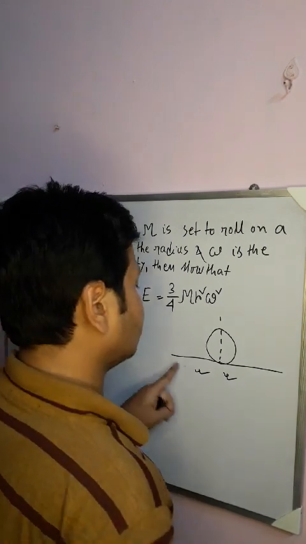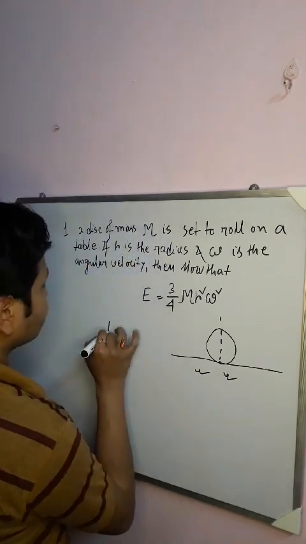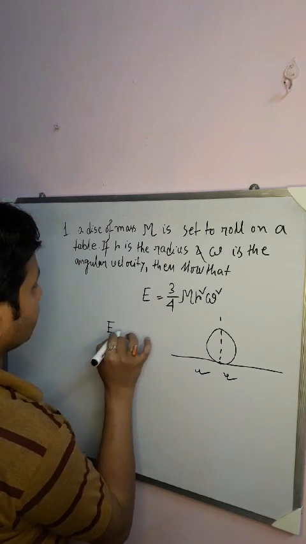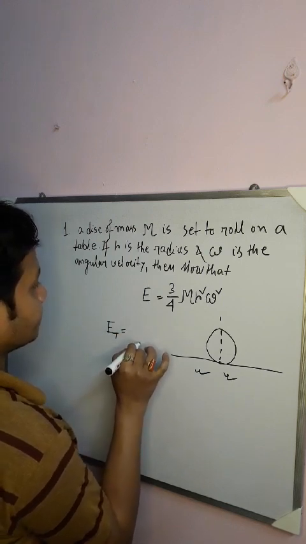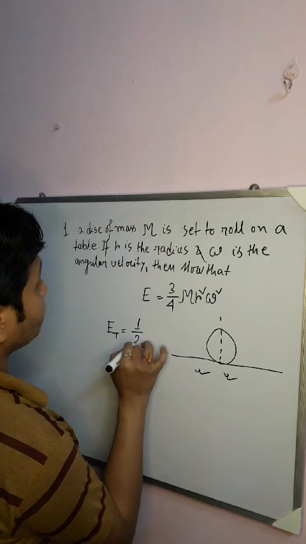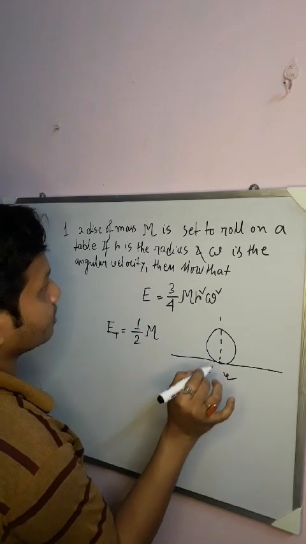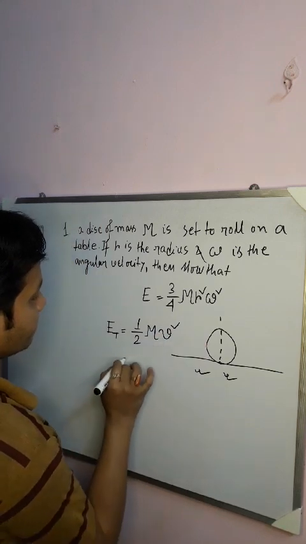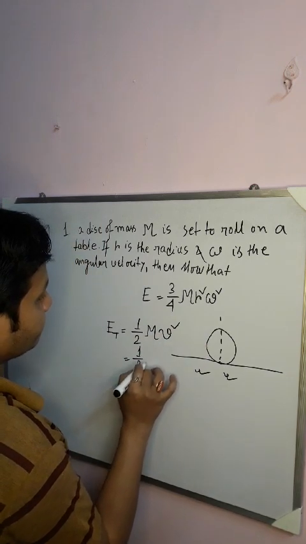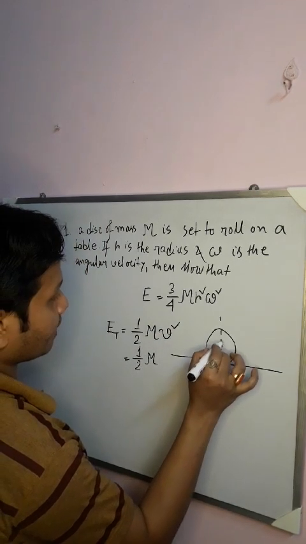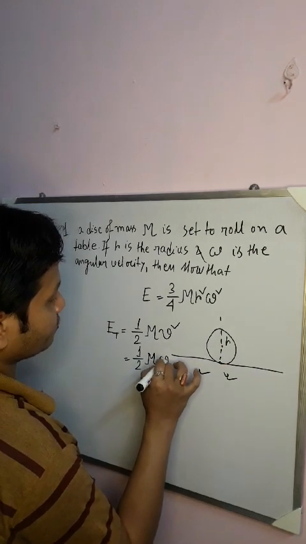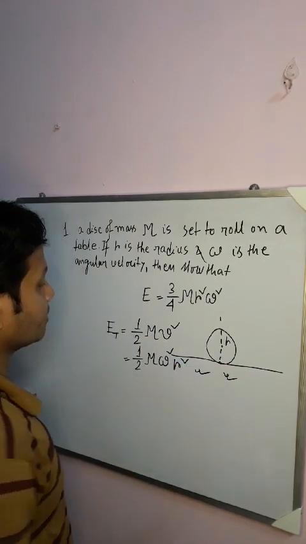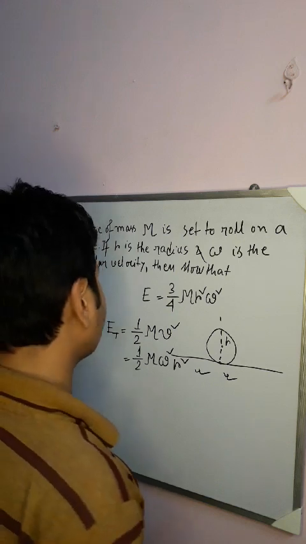So what will be the translational kinetic energy? The translational kinetic energy, if m is the mass of the disk and v is the linear velocity, is half m v square. And given that the radius of the disk is r and angular velocity is omega, we can put v equal to omega r. So this is the translational kinetic energy.